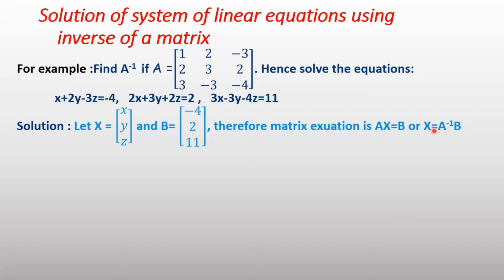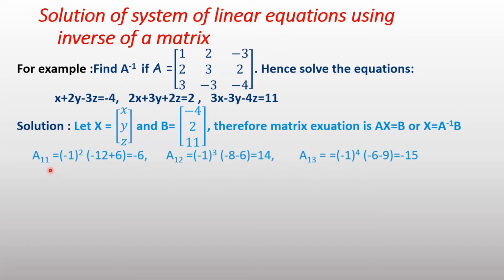To find A inverse, first you have to find the cofactors of all the elements of matrix A. To find the cofactor A11 of the first element, delete the first row and first column. First row and first column. What remains?